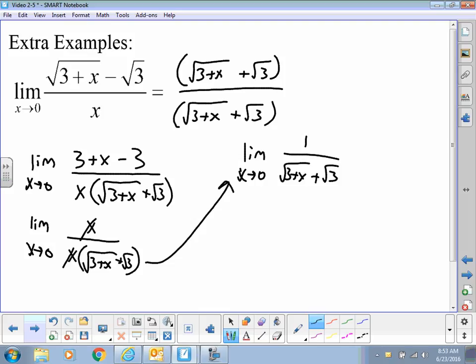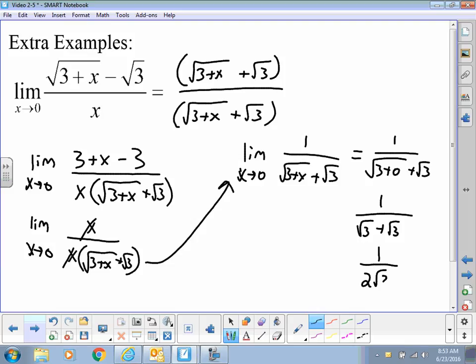This is now something we can do with direct substitution. So we'll sub in the 0. We'll have square root of 3 plus 0 plus square root of 3. And you can either write it as 1 over square root of 3 plus square root of 3, or that's the same as saying 1 over 2 square root of 3.